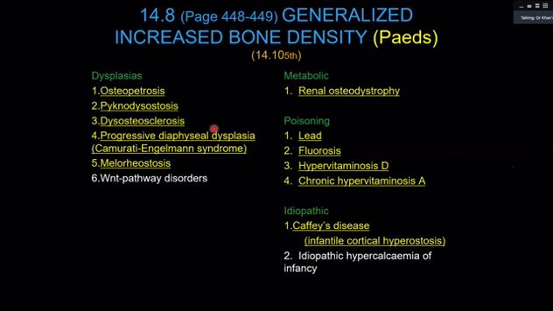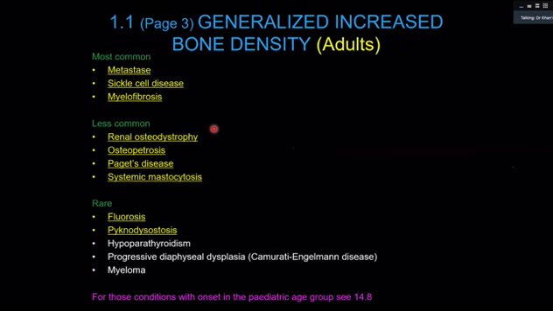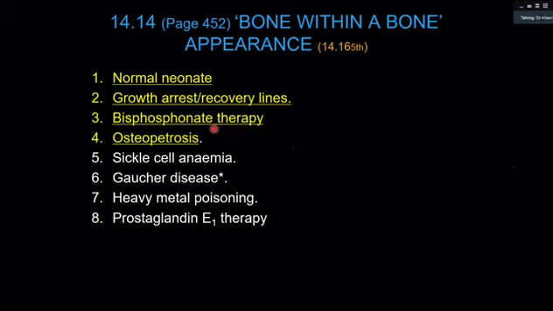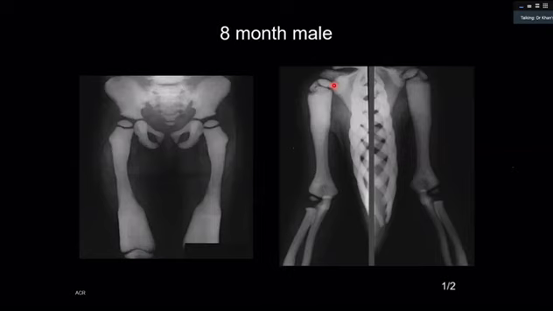Again, a repetition of generalized increased bone densities in children and adults. This is the bone within bone appearance, differential diagnosis 14.14. This is another case of osteopetrosis.